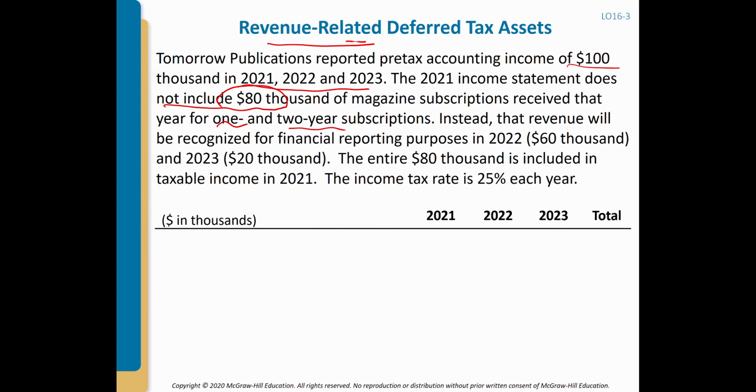Okay, so when we receive those in accounting, all we do is that we receive cash, right? We debit cash, $80,000. We credit deferred magazine subscription revenues for $80,000. Deferred revenue is one of the liabilities, right? Then you're going to recognize those revenue over a period of time, over 1 year or 2 years. Remember, this is accounting, right? So that's how we deal with this in accounting.